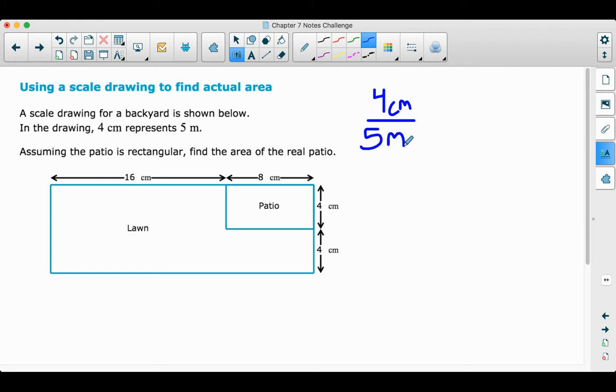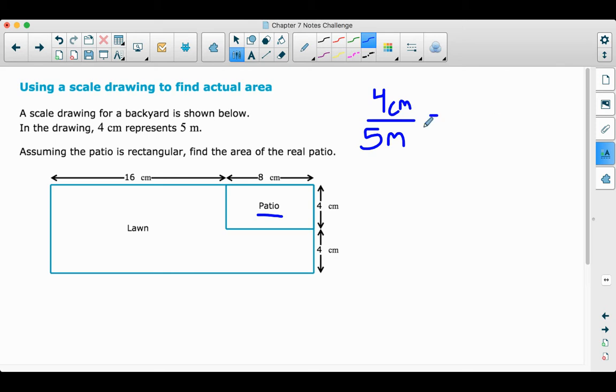Assuming the patio is rectangular, find the area of the real patio. So we want to find the area of this patio. This patio is currently a 4 by 8. But again, this is in centimeters. So the first thing that we have to do is change it to its real measurement. So we've got to change it to meters.